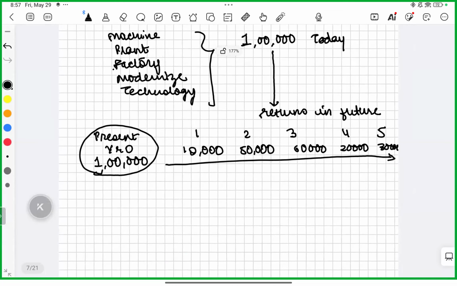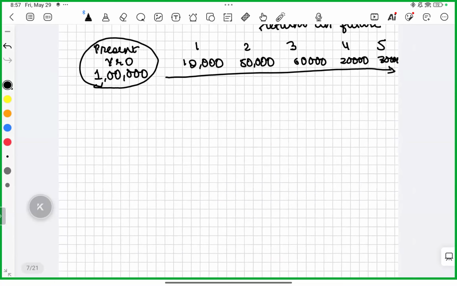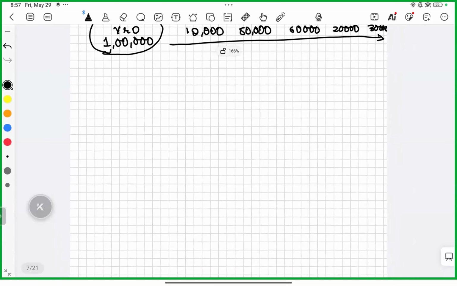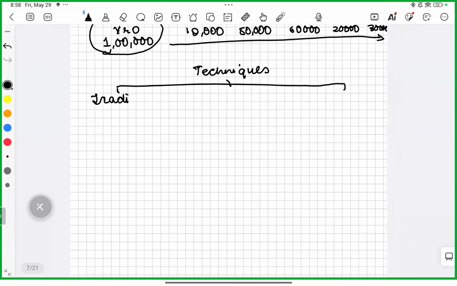Okay, so now whether to invest or not, whether to buy that plant or not, whether to start a new factory or not, whether to modernize the technology or not, these are called capital budgeting decisions. And to support your decision making, we have various techniques of capital budgeting. You can also call them tools of capital budgeting. Now this can be divided into two parts. One is traditional and another is modern.